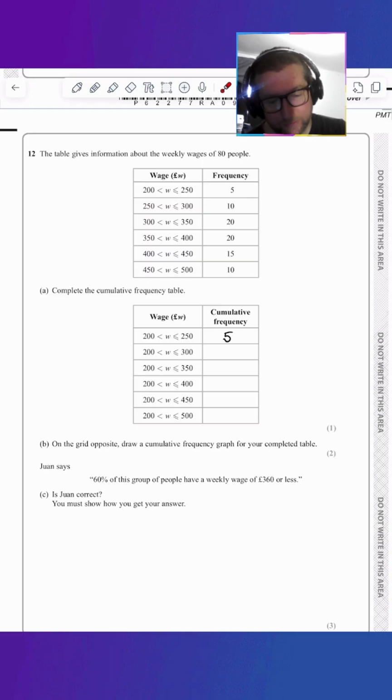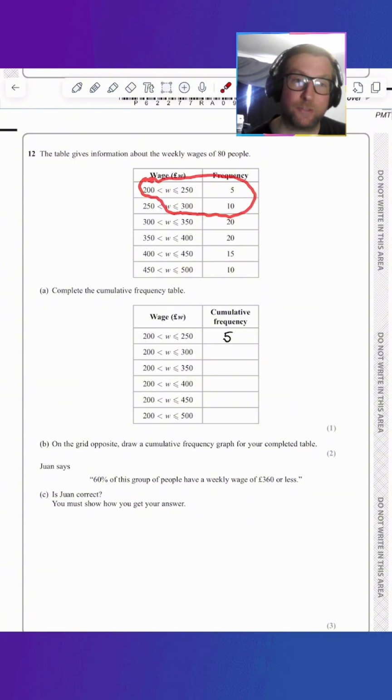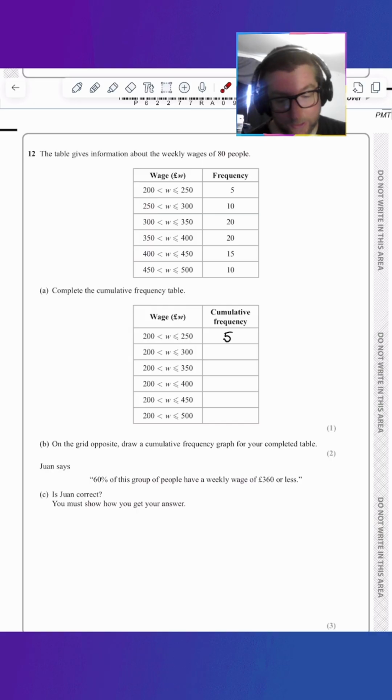Next, we are asked to say how many people have a wage between 200 and 300. Well, if we go back to the original table, 200 to 300 includes both of these groups, doesn't it? So we add them together. And that's what we're going to do for all of the rows of this new table. 200 to 350 will be those. 200 to 400 is all of those.